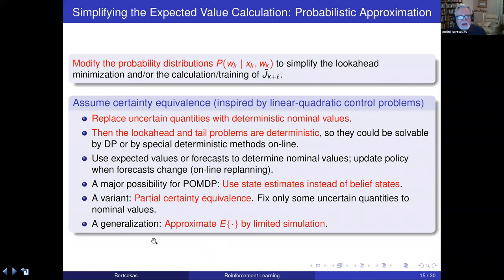Finally, instead of replacing the probability distribution by a single deterministic value, you may be able to use a limited simulation to approximate this expected value, which amounts to reducing the number of possible values that WK can take, with probabilities that are determined by the simulation. There are all these probabilistic tricks that you can make to simplify the probabilistic structure. There are others too. For example, the problem may involve correlated disturbances. You may ignore the correlations to simplify the probabilistic structure.